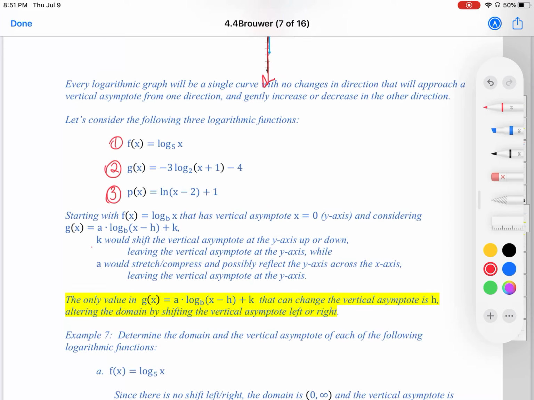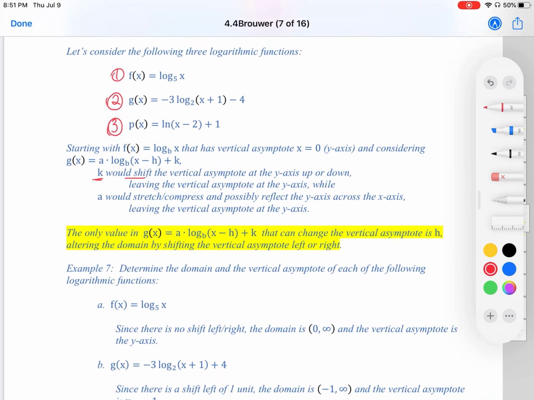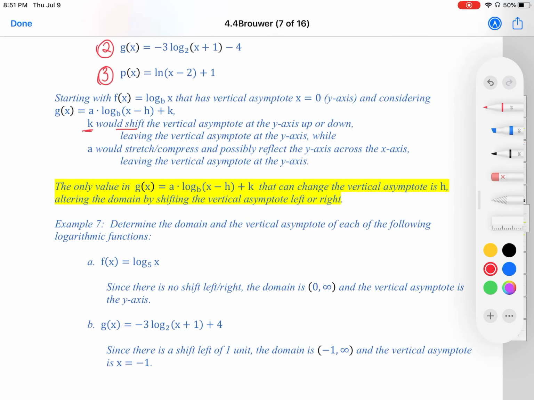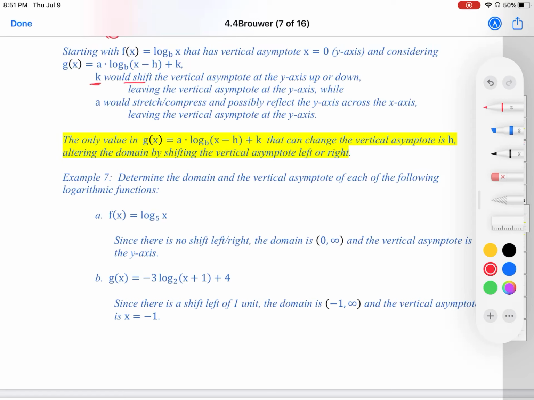So just as before, a k would be a shift up or down, leaving the vertical asymptote at the y-axis, while a would stretch or compress and possibly reflect across the x-axis, leaving the vertical asymptote at the y-axis. The only value in g of x that can change the vertical asymptote is h. So before it was k, now it's h, altering the domain and shifting the vertical asymptote to the left or right.